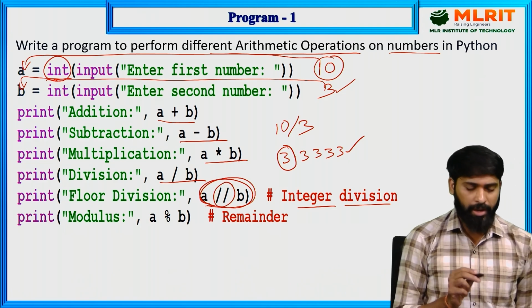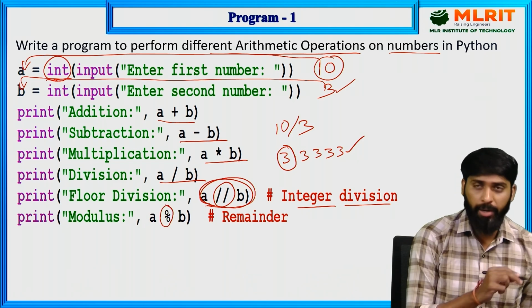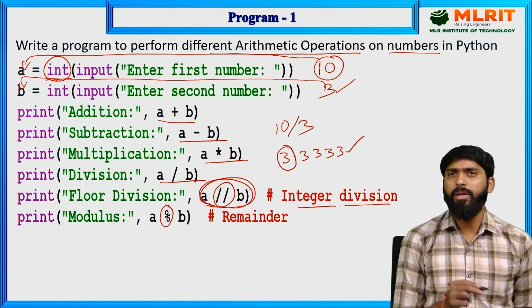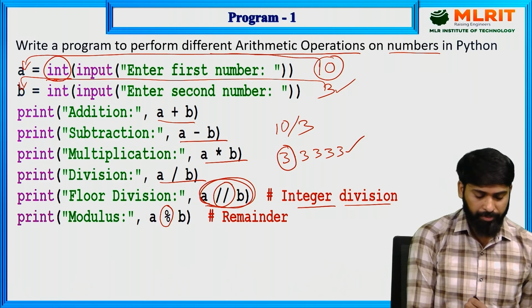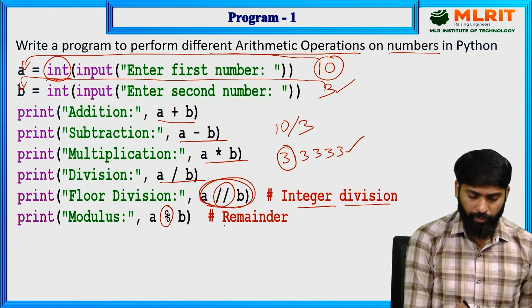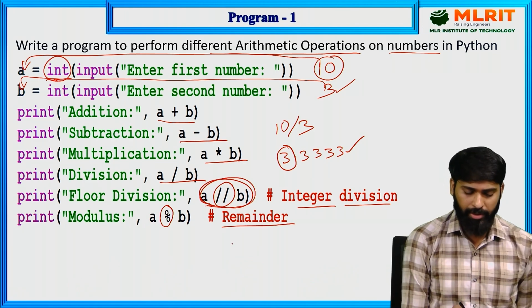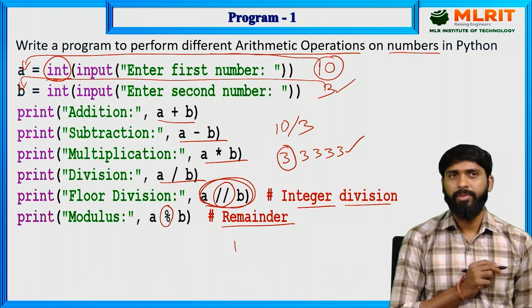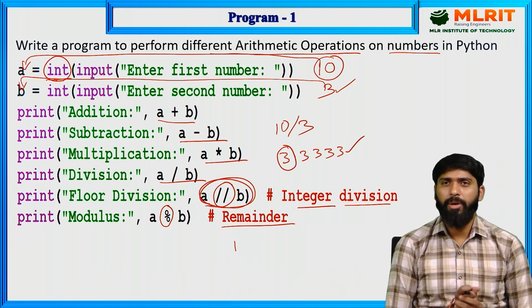Another arithmetic operator is the percentage symbol. This is a very important operator. In many coding problems, we are going to use this modulus operator. We use the modulus operator, the percentage symbol, to find the remainder. In this case, 10 by 3 gives the remainder 1 here. So this is how you use the arithmetic operators in Python.